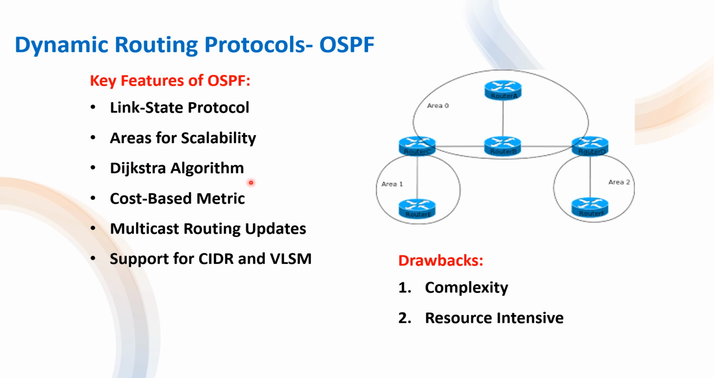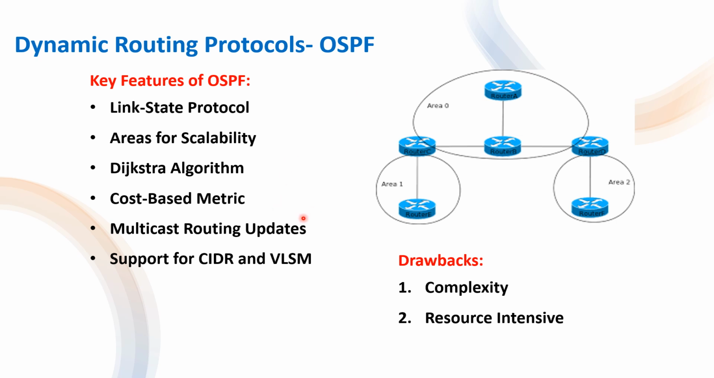OSPF uses the Dijkstra algorithm, the shortest path first algorithm, to calculate the most efficient path based on cost metrics, which are typically related to the bandwidth of the links. The routing metric in OSPF is based on the cost, which is inversely proportional to the bandwidth. The lower the cost, the more preferred the route. Higher bandwidth links are assigned lower costs, making them more likely to be selected.